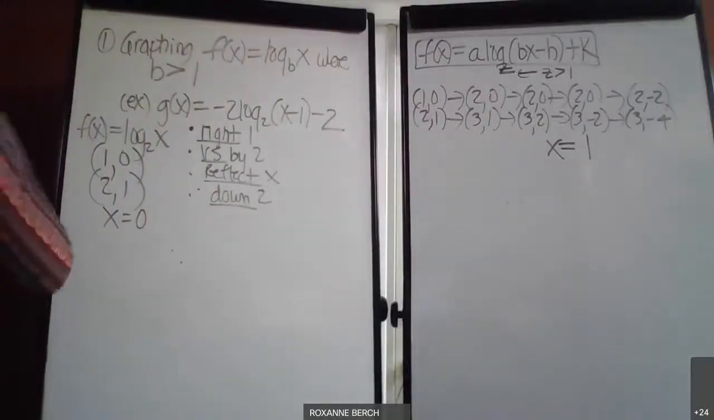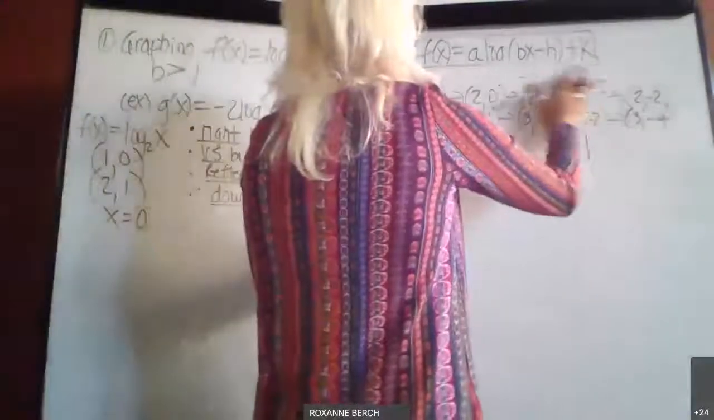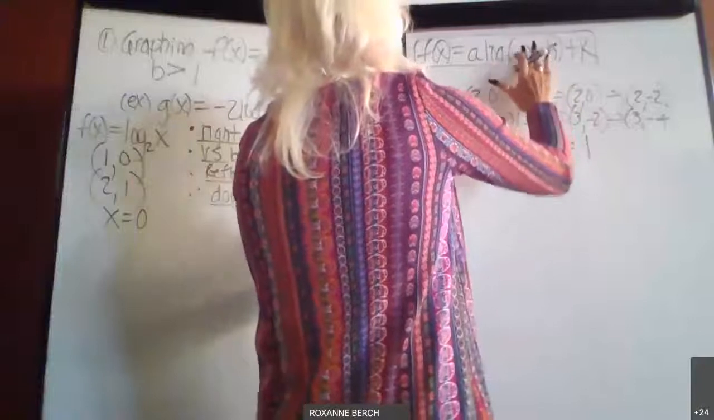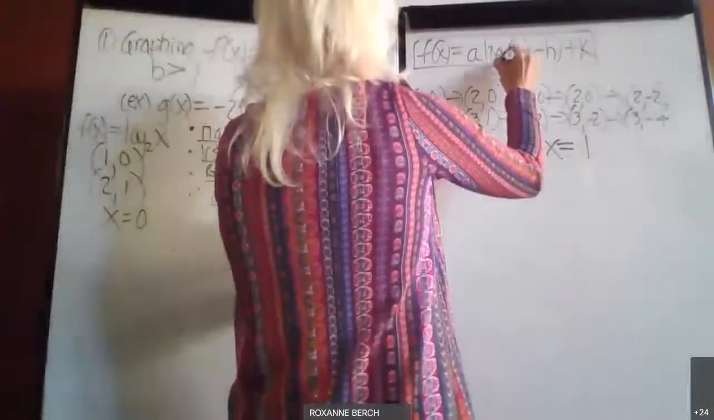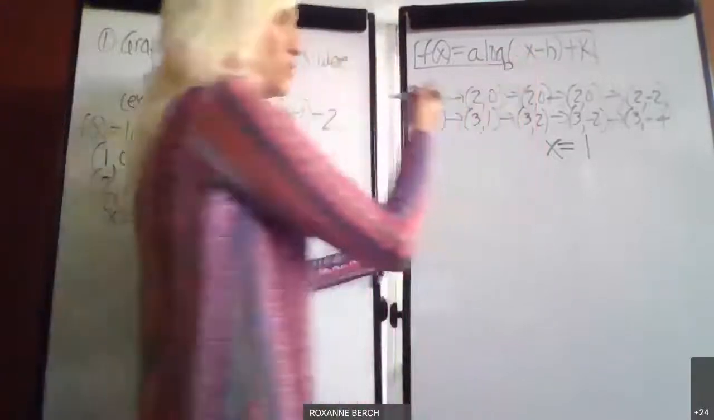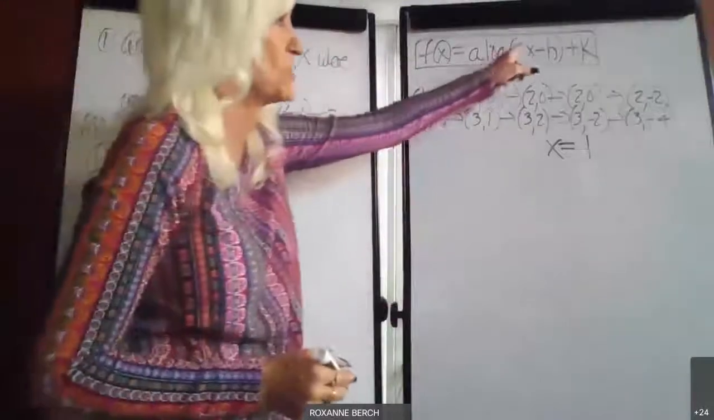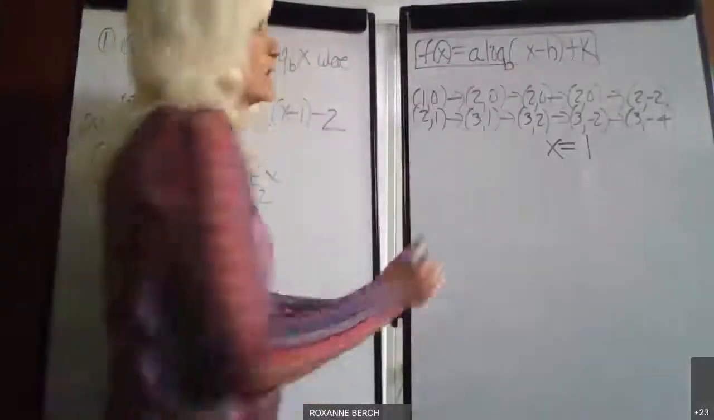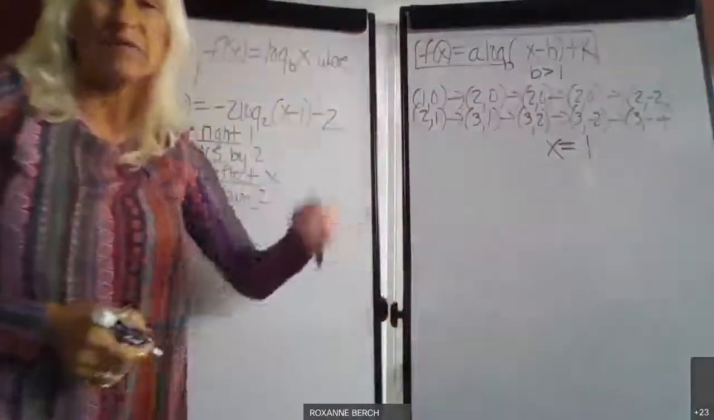In fact, if you look in your book, once again, they're afraid to show the horizontal stretch or compression. So they're making the base of the log b, but that's not the horizontal stretch or compression. The horizontal stretch or compression is in front of the x. I'm calling it b for the base of the logarithm.